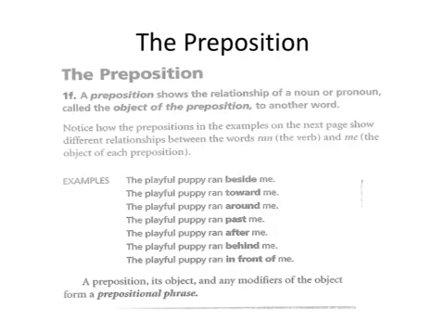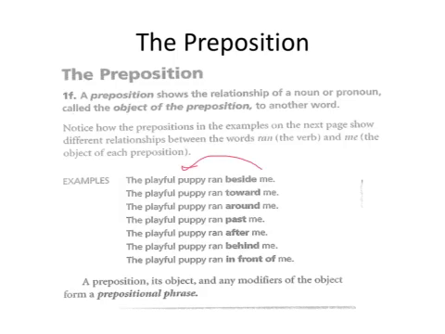A preposition shows the relationship of a noun or a pronoun called the object of a preposition to another word. Look at these examples below. This shows the relationship between me, the object of a preposition, and a puppy. So the playful puppy ran beside me, so I am beside the puppy. The puppy ran toward me. So again, it shows a relationship between the puppy and me.